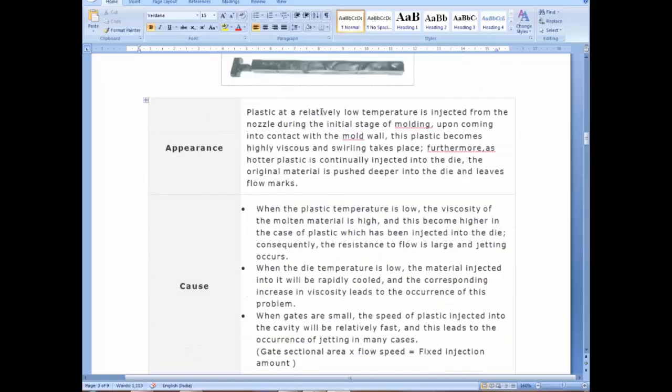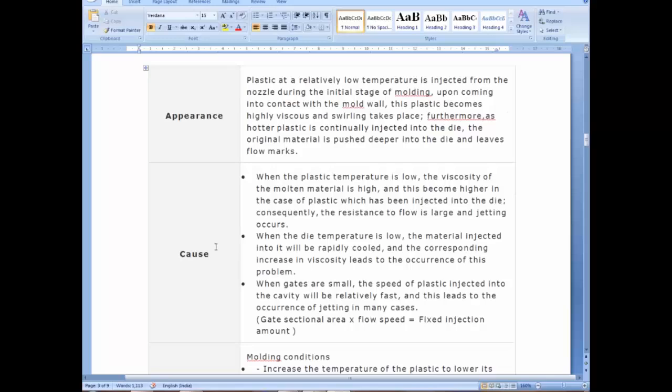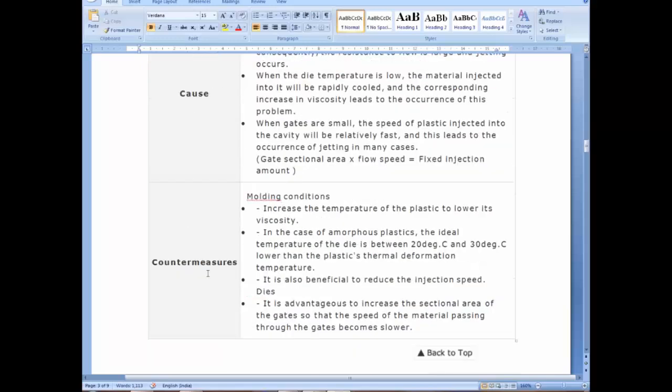You can read these things: appearance, causes, what are the causes, and countermeasures. What we should try, what measures we should take to avoid these defects.